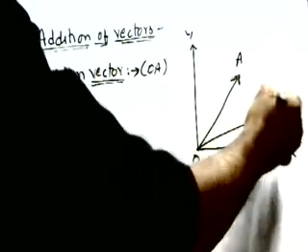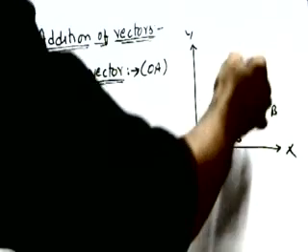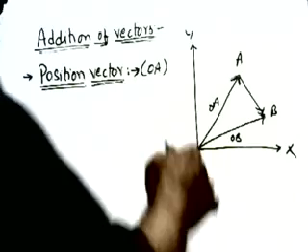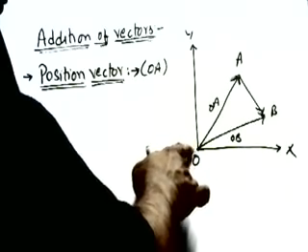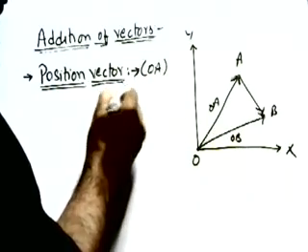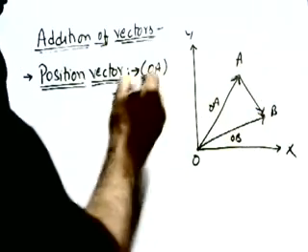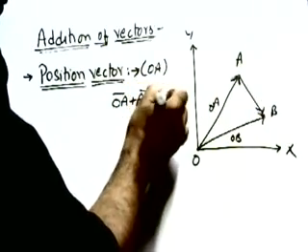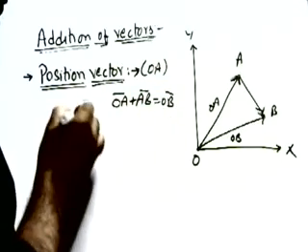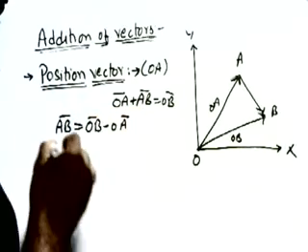Suppose we have a point B here. This vector is called the position vector of the point B. Suppose this is OB, this is OA, and this vector is called AB. What will be the resultant? OA plus AB equals OB, by the triangle law of vectors. Bringing OA to the other side, we get the formula for AB. So AB will be OB minus OA.